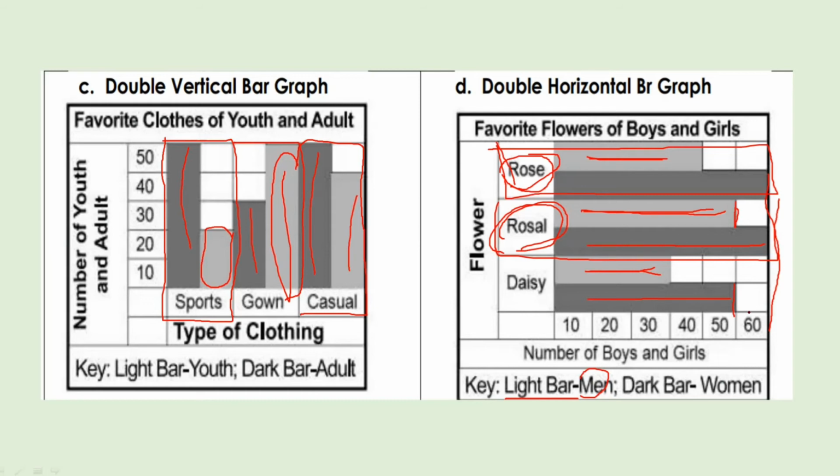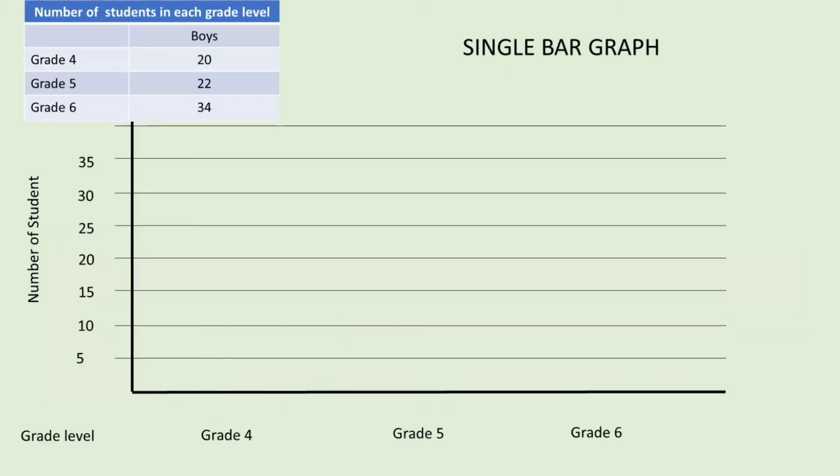Now, let's go with another example. So, the single bar graph. Pag sinabi kasi nating single bar graph, isa-isa lang siya. So, sa group data natin, isa-isa lang. For example, we have the grade 4, grade 5, grade 6. So, isang bar lang sa grade 4, isang bar lang sa grade 5, isang bar lang din sa grade 6.